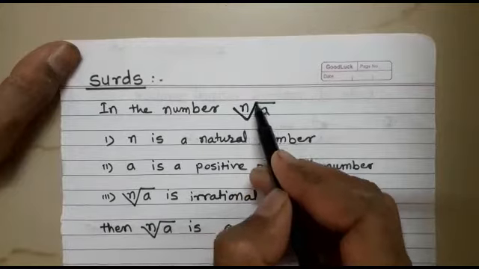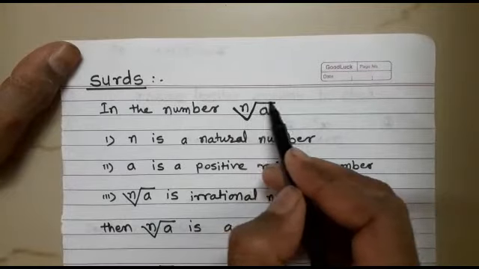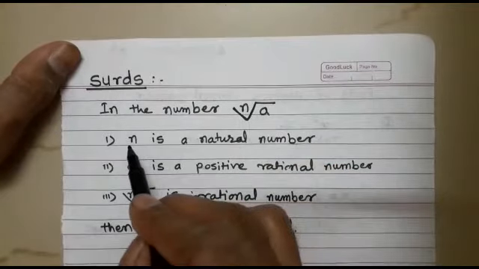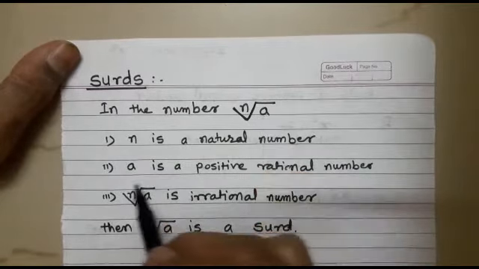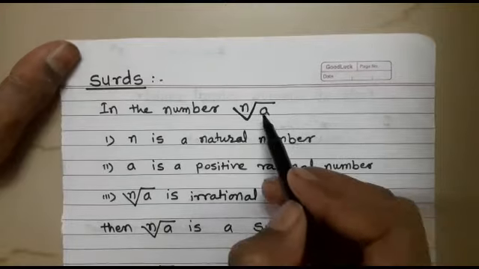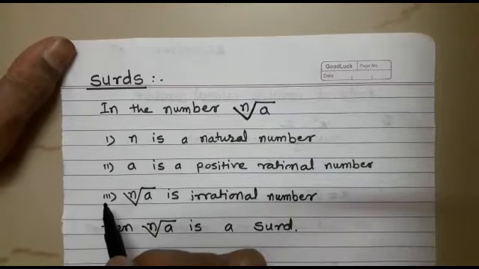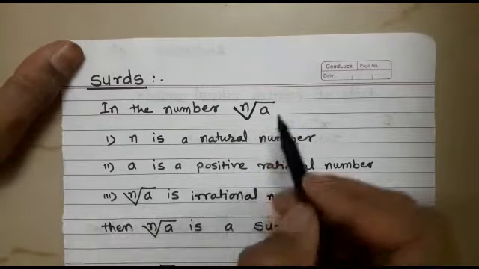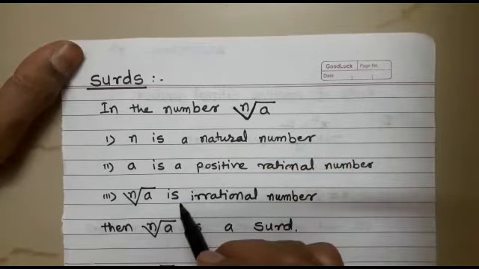The number which is written in this V-shaped part of this sign or symbol, that should be a natural number. This a is a positive rational number. That means the number which is written under this symbol, that should be a positive rational number. And third condition, the whole nth root of a, this is irrational number. Then nth root of a is a surd.